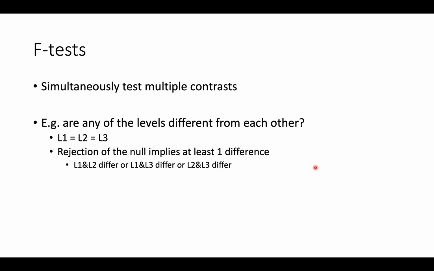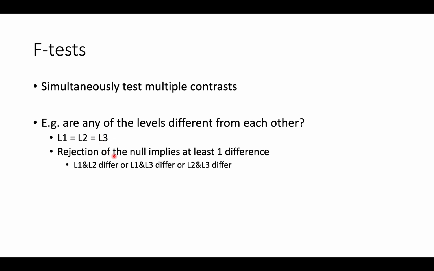And additionally, sometimes there are hypotheses that you can only test with an F-test. So for example, if you want to test if any of the levels are different from each other, your null is that the 3 levels are equal, so the mean for level 1 is equal to level 2 is equal to level 3. Notably here I did not put equal to 0, just that they're equal, so they could all be equal to the same non-zero value.